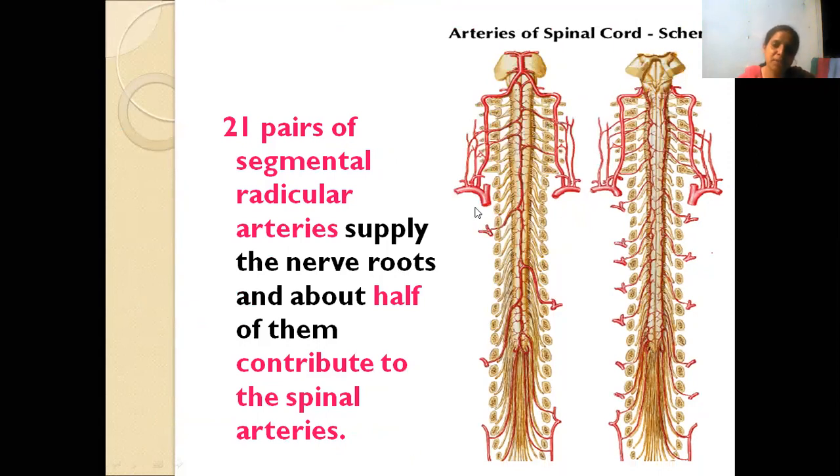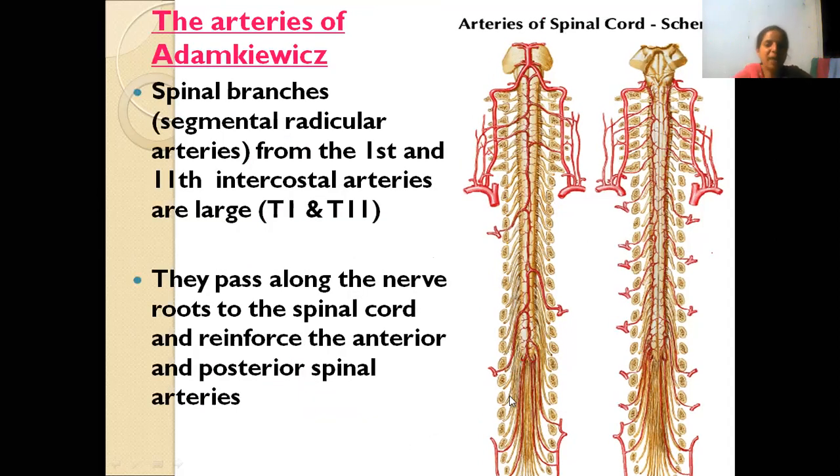If you just count them, we have 21 pairs of segmental arteries. Segment-wise, we also had 21 pairs of ligamentum denticulatum. Similarly, the arteries entering from either side and supplying the spinal cord are also 21 pairs. One of the arteries will be quite big, which supplies the spinal cord. You call it the artery of Adamkiewicz. It may arise from the first and 11th intercostal arteries.